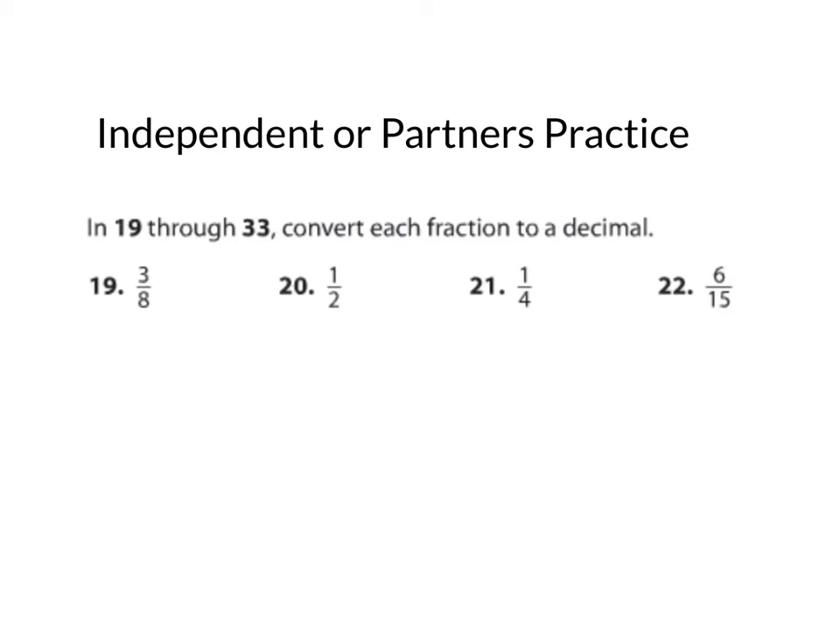Here's independent or partners practice. Let's look at the directions. In these numbers, convert each fraction to a decimal. We're making these into a decimal. Remember, there are 2 ways that you could do that. Please choose the way that is easiest for the problem. The answers are coming in 3, 2, 1.